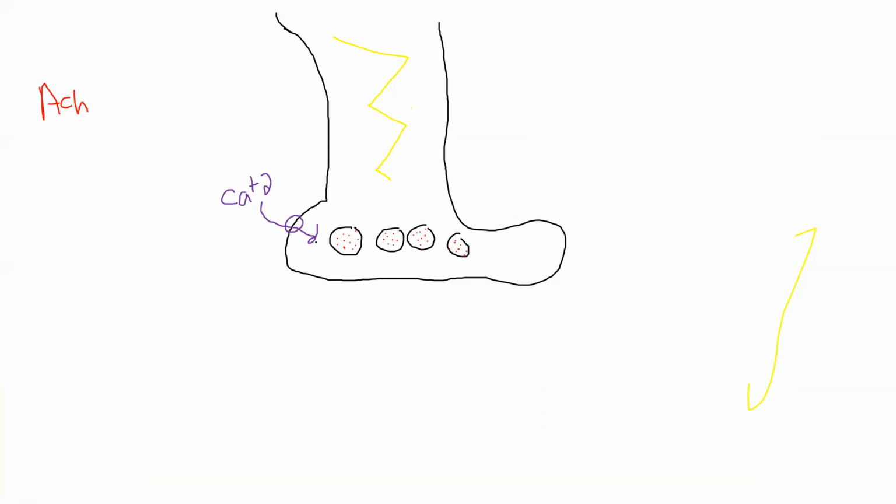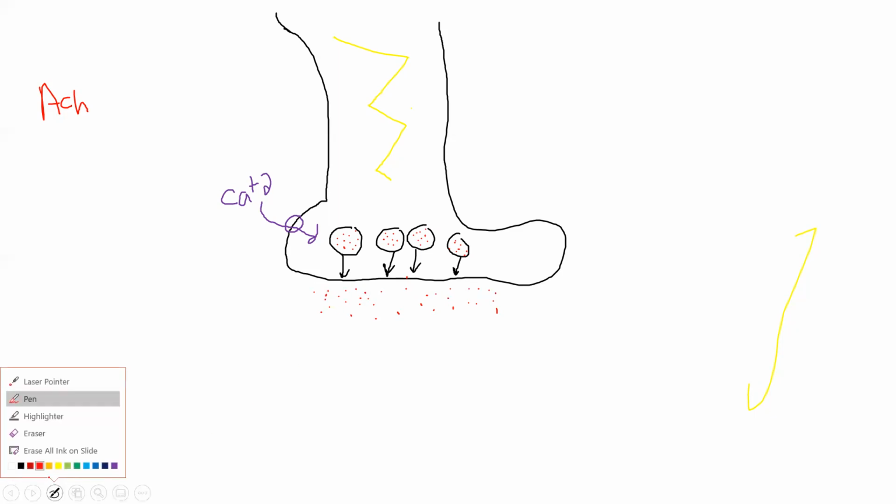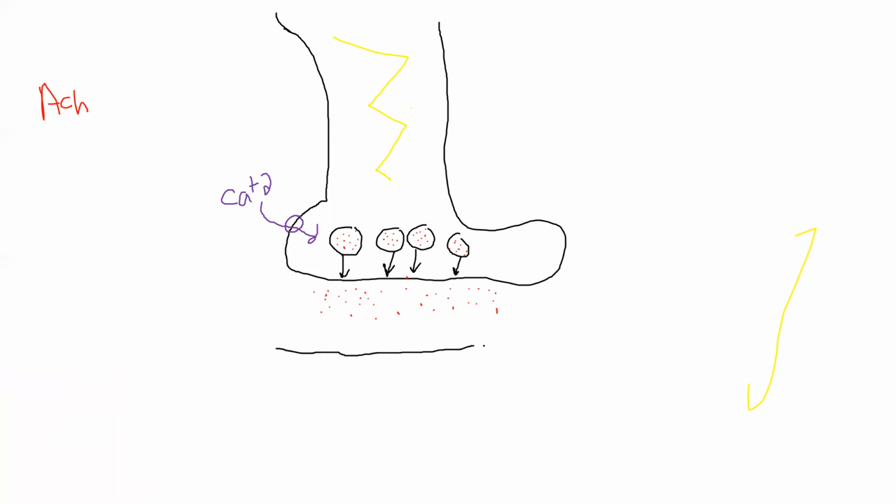And then as the calcium rushes in, these guys get pushed out. This process is called exocytosis. Exo means exit, cytosis means cell. So all the acetylcholine neurotransmitters leave the cell and they end up in the cleft between the motor neuron, that's a neuron that causes movement, and the muscle, which I'll draw right here. They don't touch, but they're very, very close.